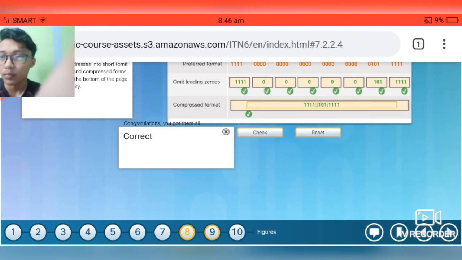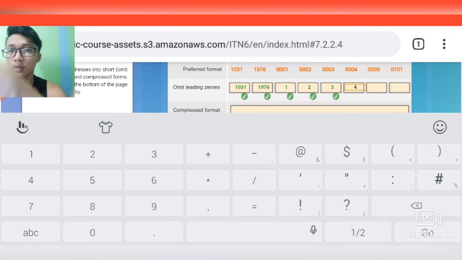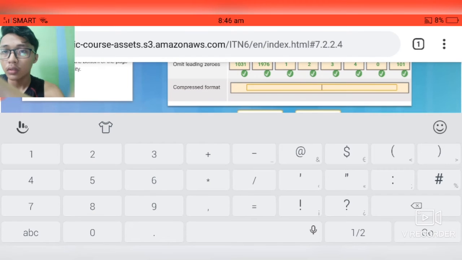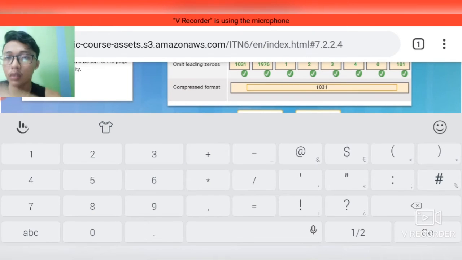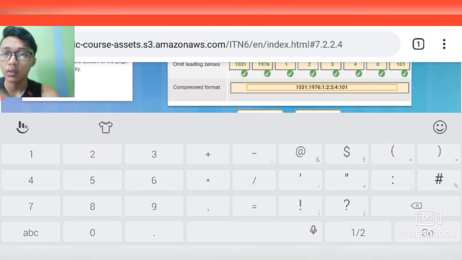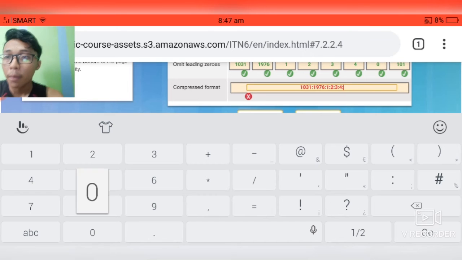Next figure: 1031, 1976 1 2 3 4 0 101. So we have here 1031 slash 1976 1 2 3 4 101. Oh, it is incorrect. In 761234 0 101.